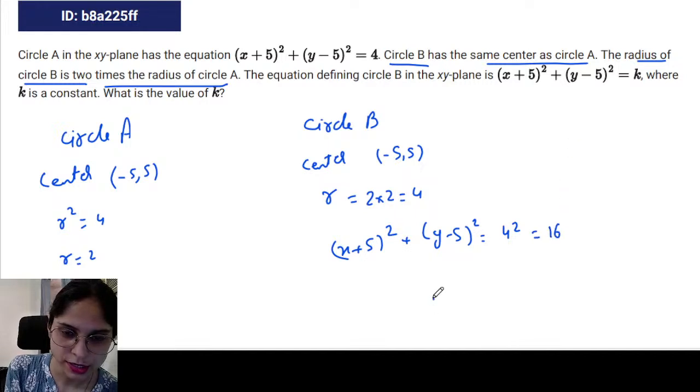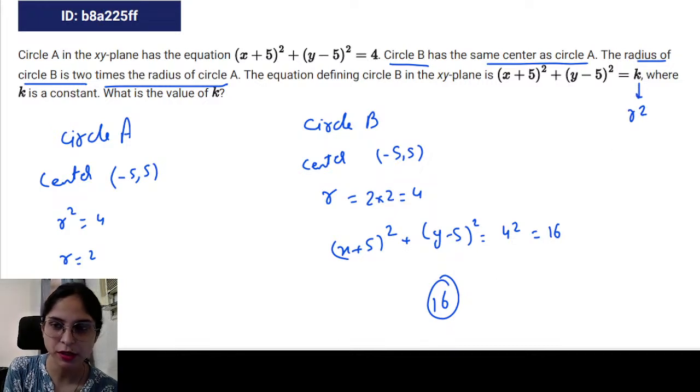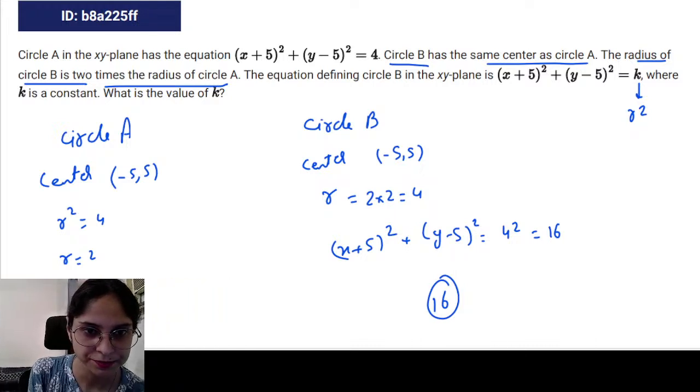The value of k is 16, because this is going to be r squared. And radius for this particular question is, sorry, 4. Radius is 4, so square is going to be 16. My bad. Yeah. So question number 6. Next one is question number 7.